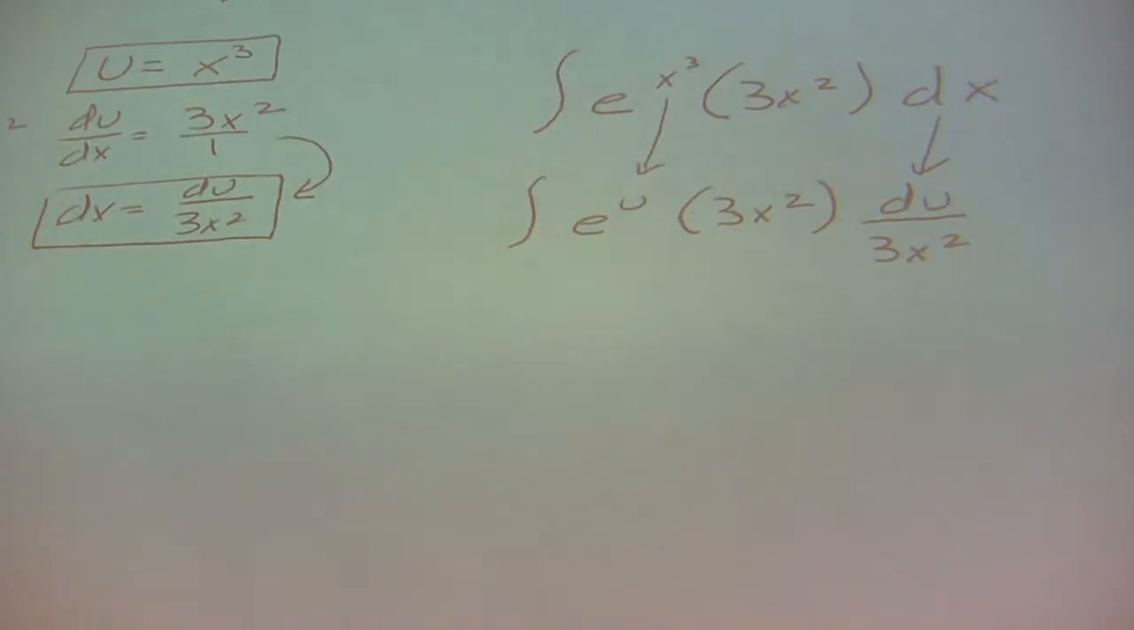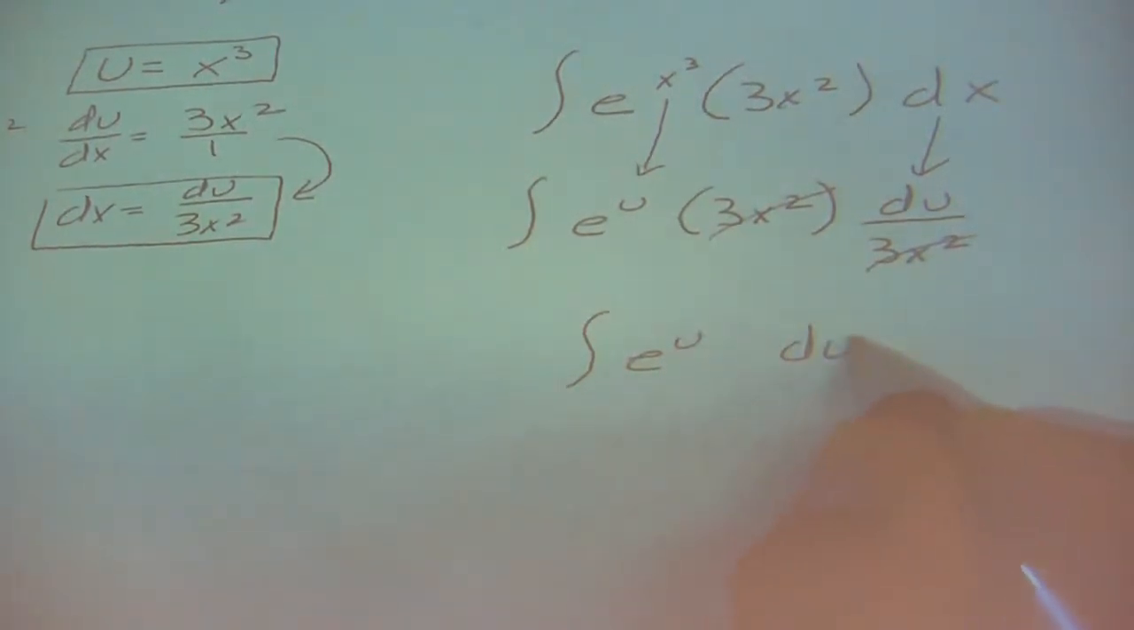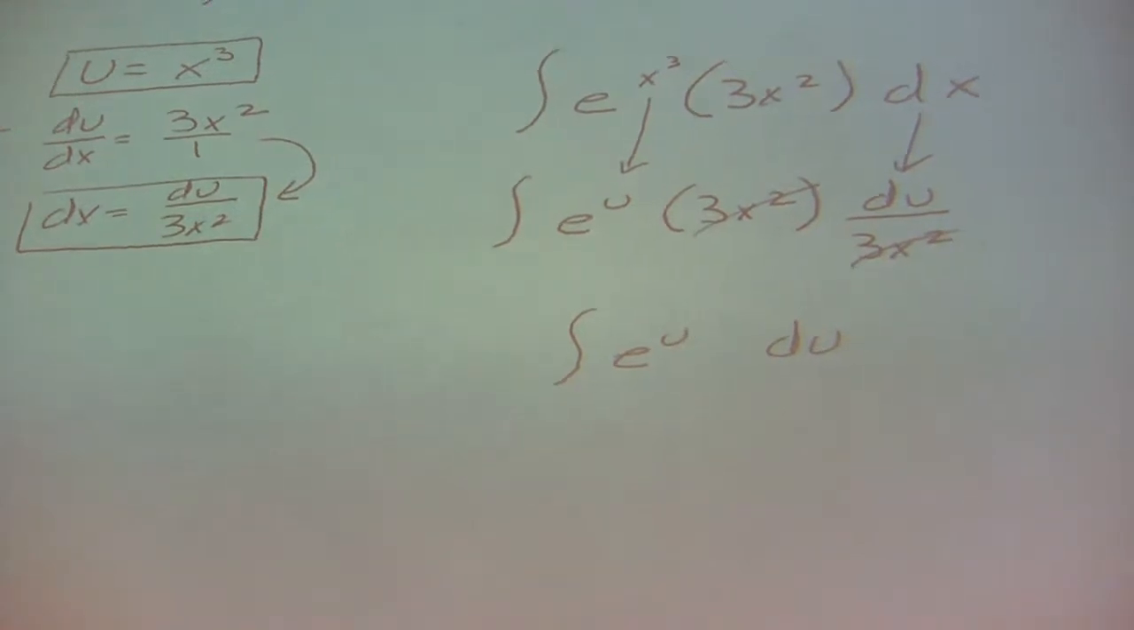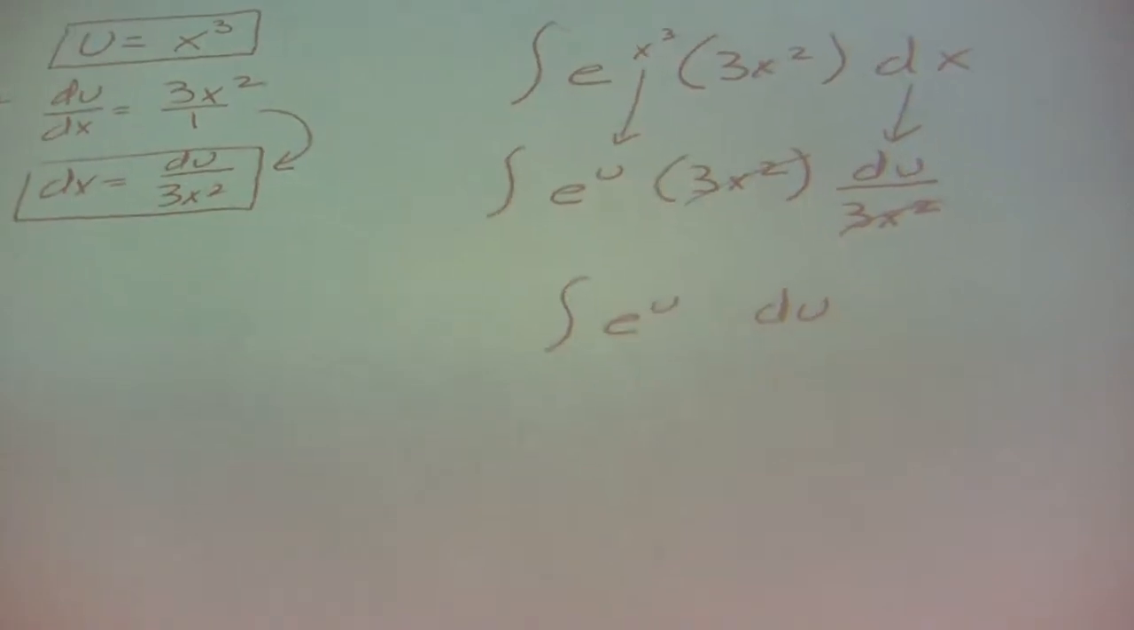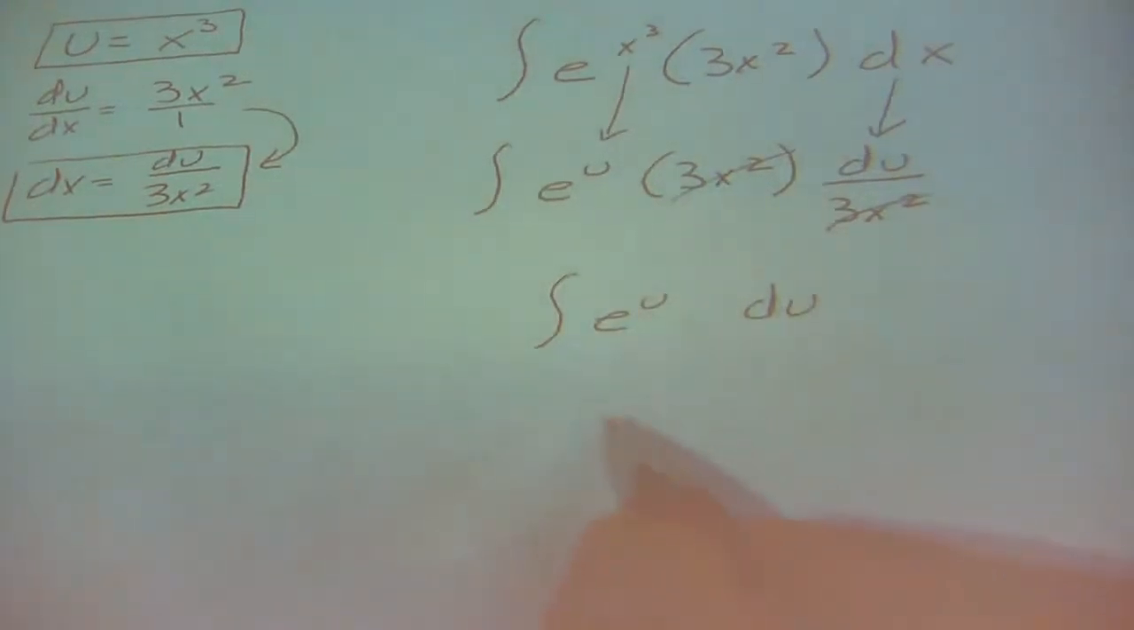Okay? Now, what ends up happening? The 3x squared and the 3x squared divide into 1. So I'm left with the integral of e to the u du. Stop there. Does everyone see how I got that? Have I taken the integral? No, be careful. I'm telling you, on the test, you'll lose like half credit or whatever on quizzes and all that stuff. You'll lose because you're not done yet. What's the integral of e to the u?